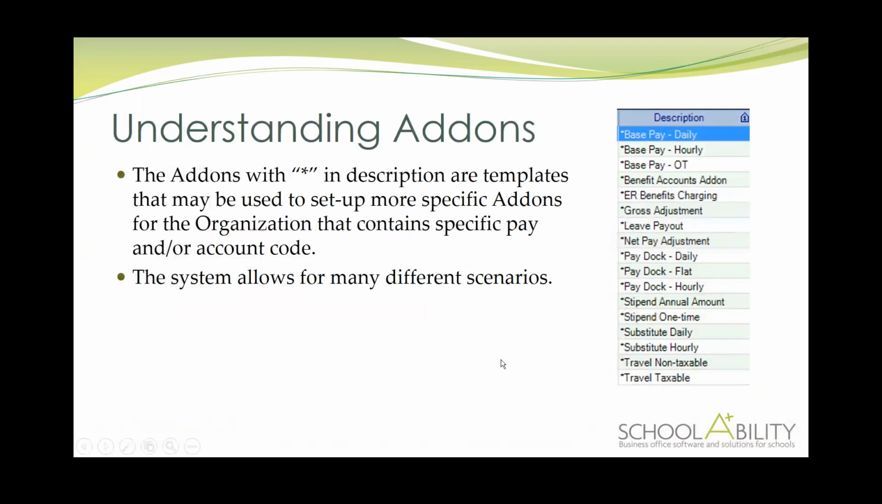So understanding add-ons. With the current setup, you'll see specific add-ons that have an asterisk at the beginning. These add-ons were provided by schoolAbility as templates. Each user can copy and edit that record and make it more specific for their organization. And this will allow for many different scenarios that are specific to that org, like account codes and so forth.